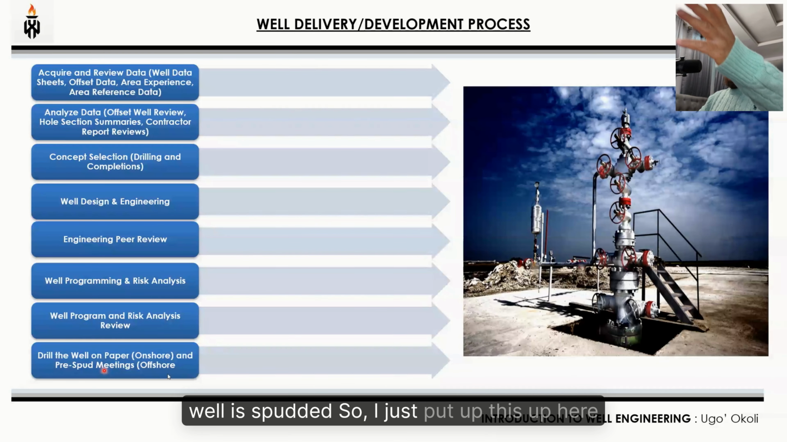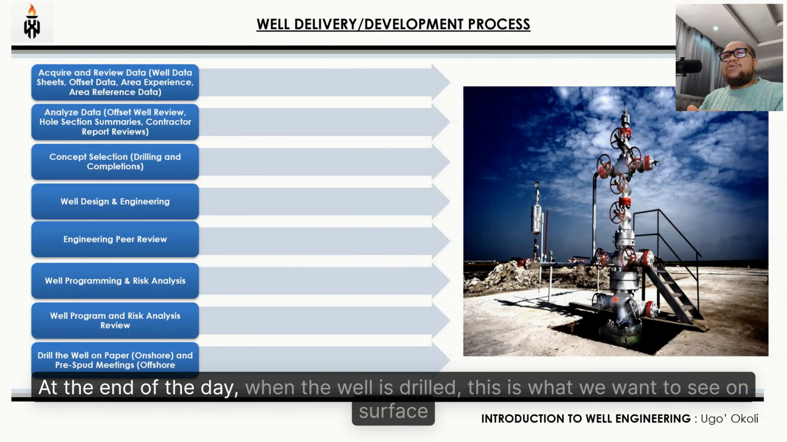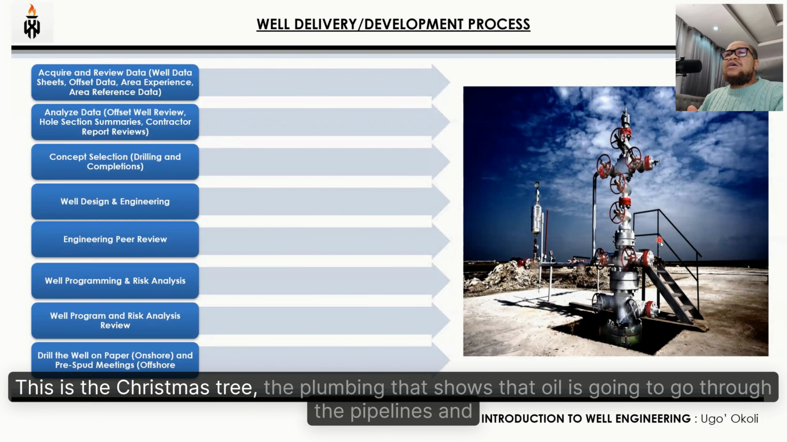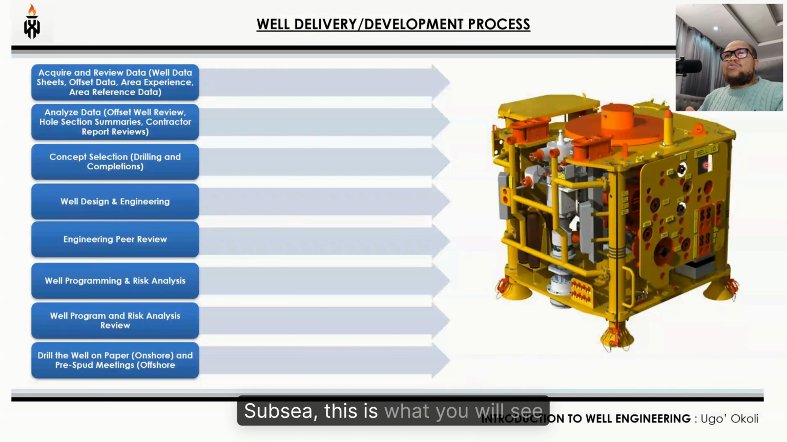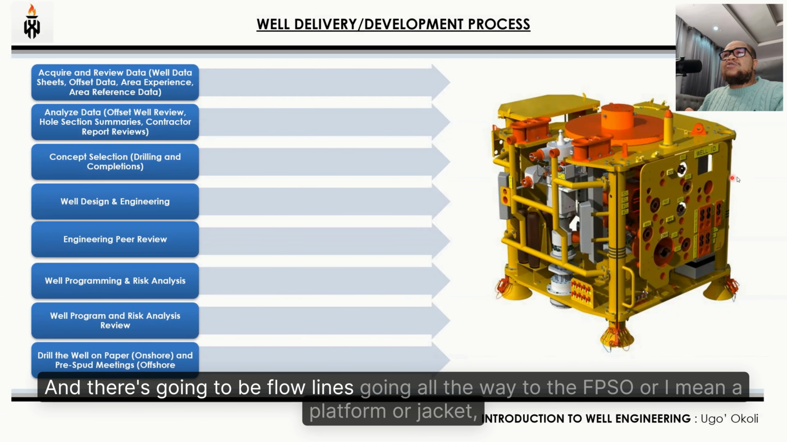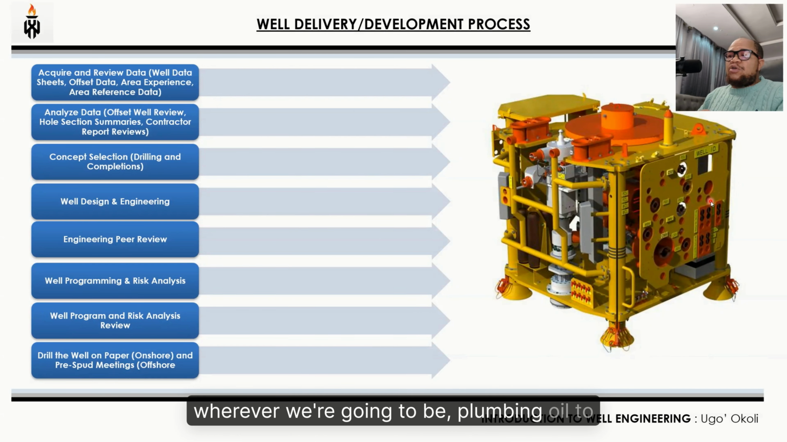So I just put this up here. At the end of the day, when the well is drilled, this is what we want to see on surface. This is the Christmas tree, the plumbing that shows that oil is going to go through the pipelines and to wherever we want to store it. Subsea, this is what you will see. This is the subsea Christmas tree, and there are going to be flow lines going all the way to the FPSO, or a platform or jacket, wherever we're going to be plumbing oil to.